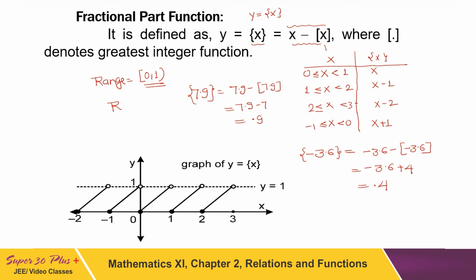The graph of the fractional part function is here. You can observe the graph. From 0 to 1, it is the line y equals x. From 1 to 2, it is the line y equals x minus 1. Similarly, it is the x minus 2 line, the x plus 1 line, the x plus 2 line, and so on. This is the graph of the fractional part function.